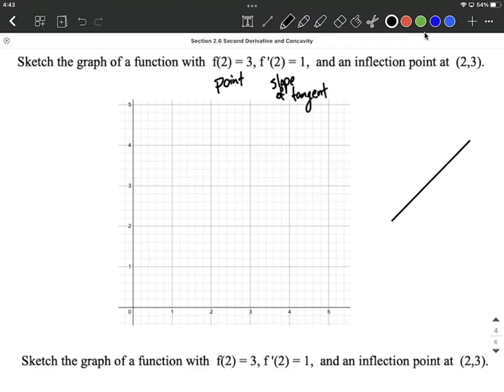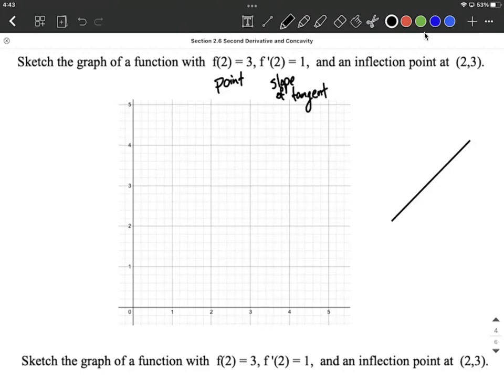And then finally, we're told we have an inflection point at 2, 3. That corresponds with the point that we already know from f of 2 equals 3. But what that tells us is the concavity of the graph has changed at that ordered pair. So either gone from concave up to concave down or vice versa.